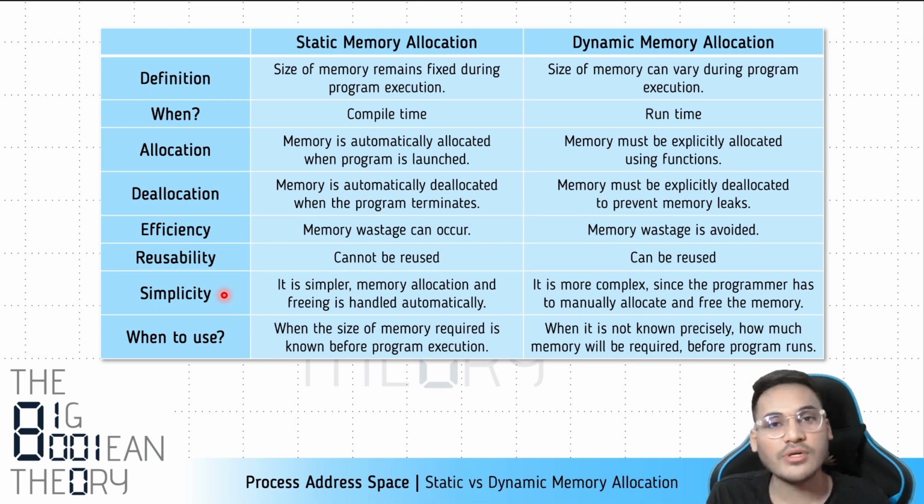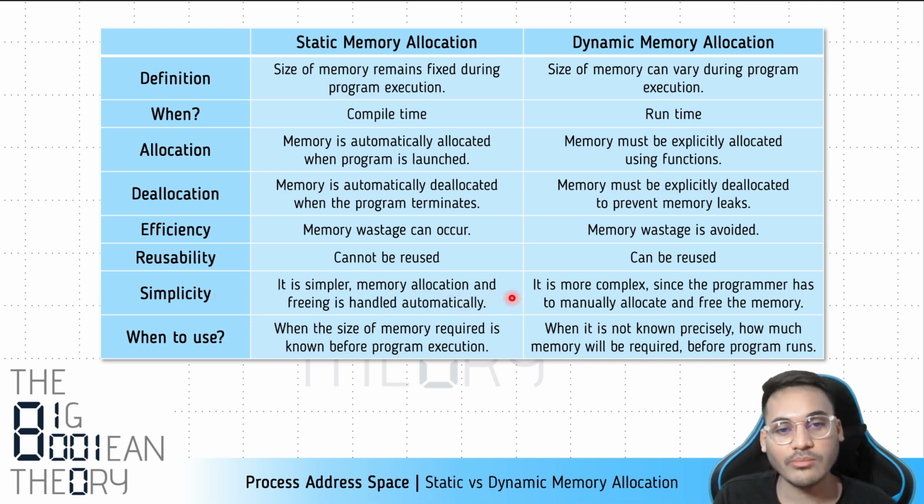So static memory allocations are definitely very simple because the programmer does not have to do anything explicitly. All of the allocation and deallocation has been taken care of for you by the operating system. Everything happens automatically. When the program starts, the allocation happens. When the program finishes, the deallocation happens on its own. So in this way, it's very simple.